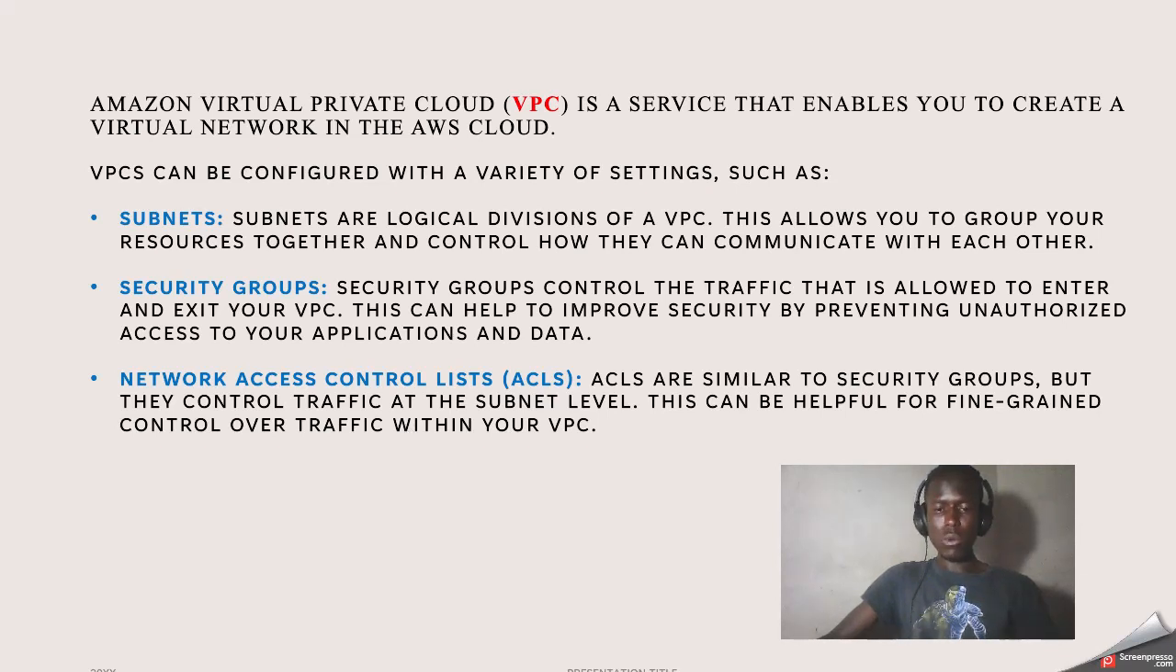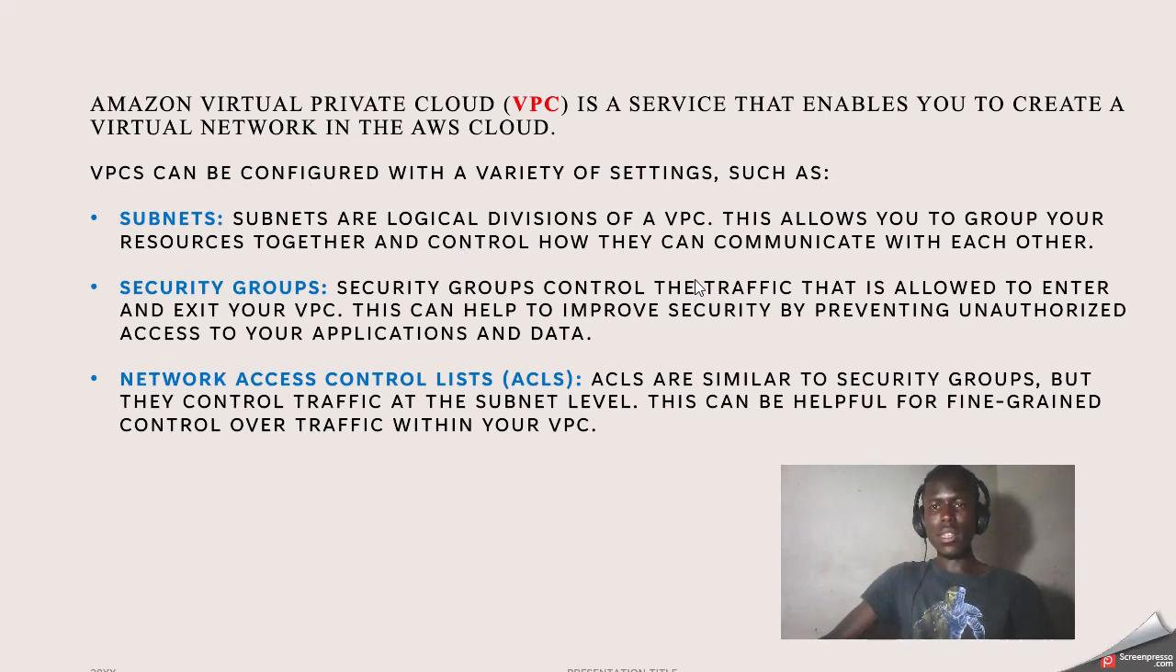A VPC can be configured with a variety of settings such as subnets, security groups, and network access control lists. Subnets, we can say, are logical divisions of a VPC, and this allows you to group your resources together and control how they can communicate with each other.